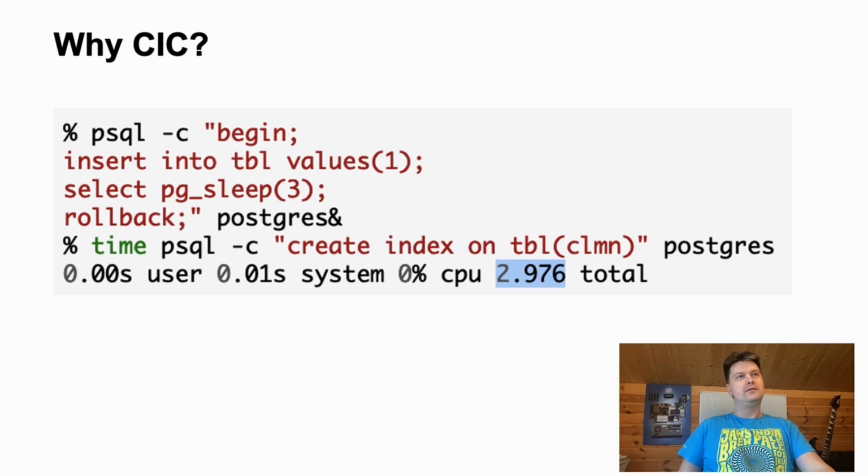Why would anyone need concurrent index creation? Because creating an index conflicts with inserts, updates, and deletes, and at any given moment you have to pick just one: either you are doing index creation, which is sometimes a quite time-consuming operation, or you are mutating, updating, deleting, or inserting into your table.